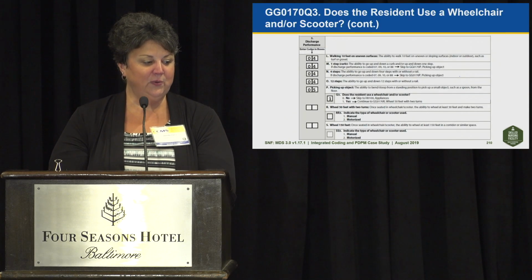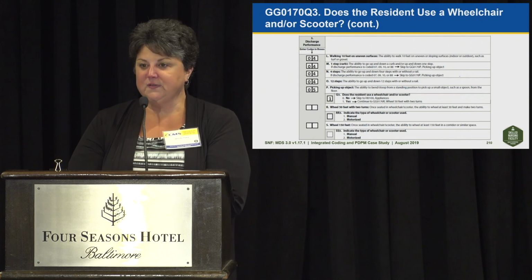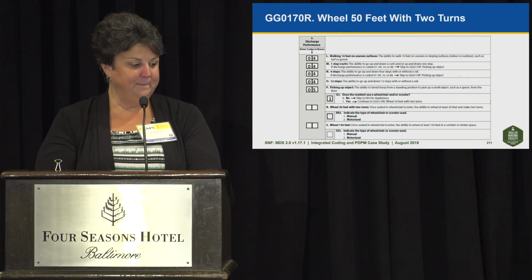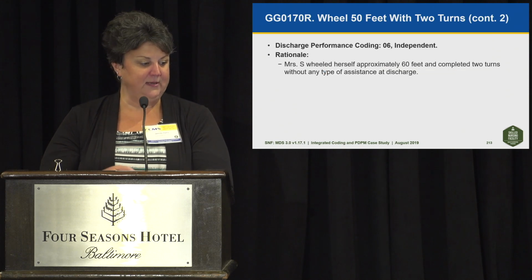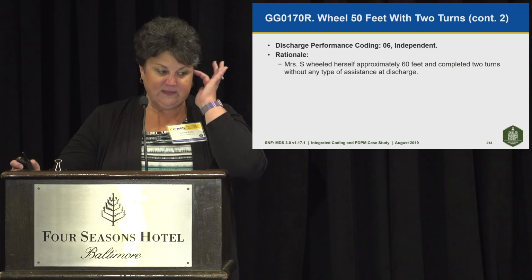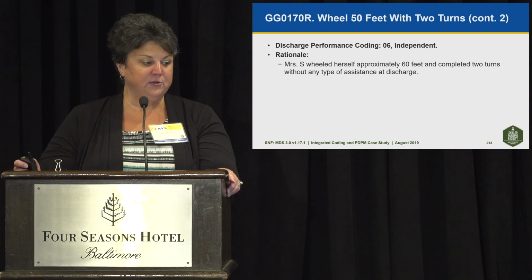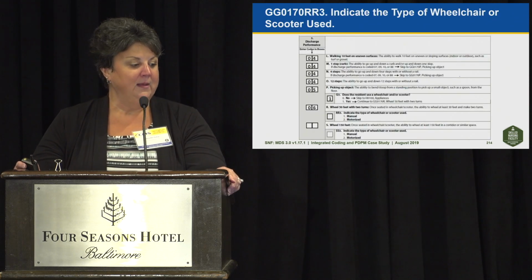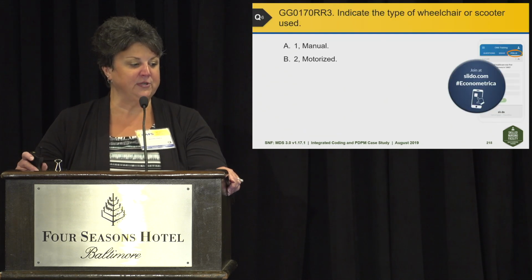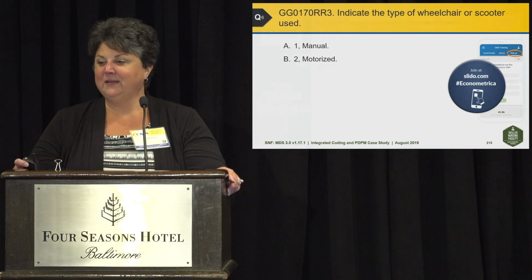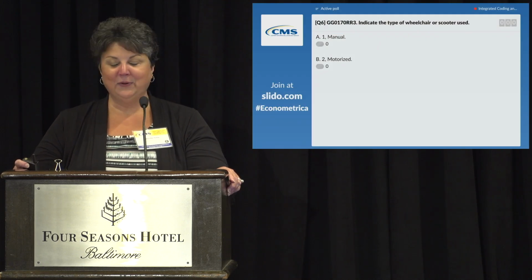And so could she wheel 50 feet with 2 turns? Yep. Do you agree with a 6 on that one? Great. So she was able to go about 60 feet with 2 turns without any help. And how about wheel 150 feet? Oh, I'm sorry, we need to indicate what type of wheelchair. Sorry. Again, back to Slido to indicate manual or motorized.